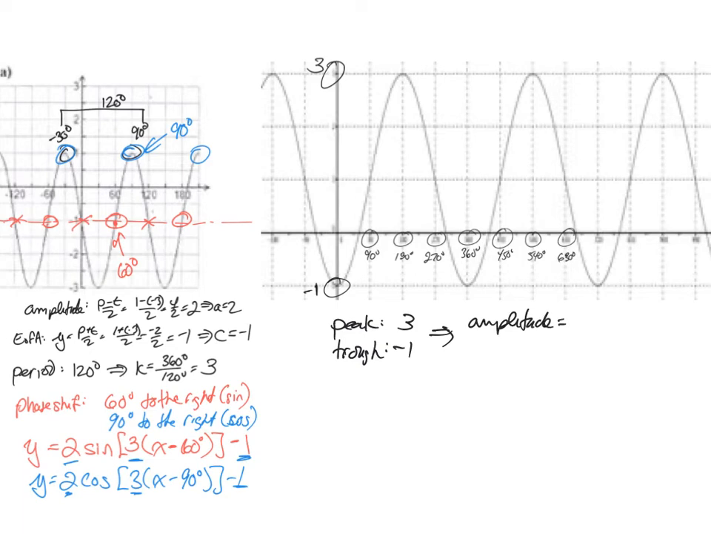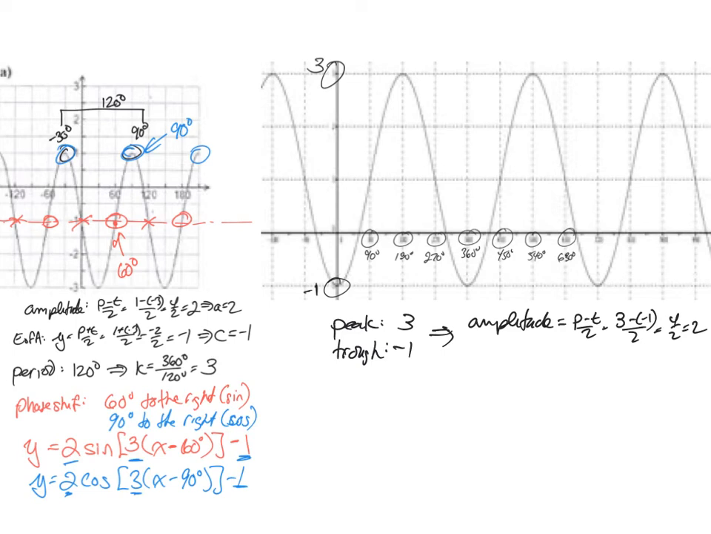So this is going to be 3 minus 1 over 2. In other words, 3 plus a negative 1 over 2. Let me try that again. The amplitude is peak minus the trough over 2, which is 3 minus a negative 1 over 2, which is 4 over 2, which is 2.